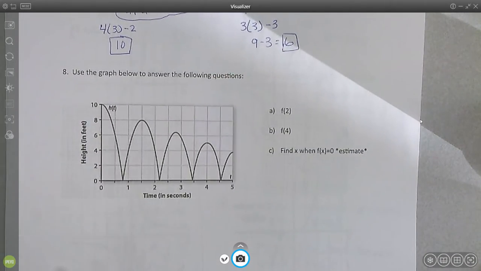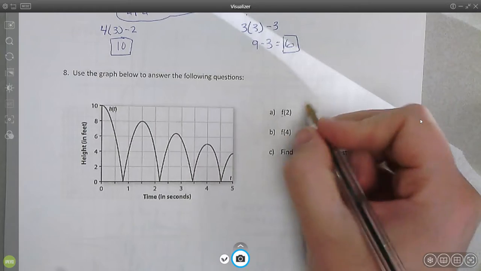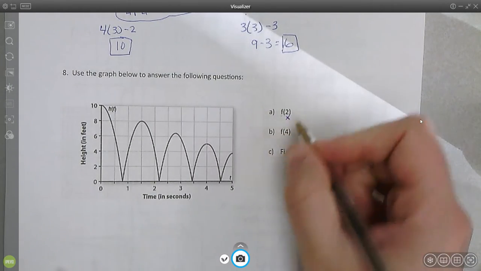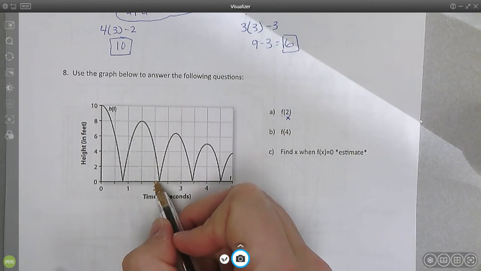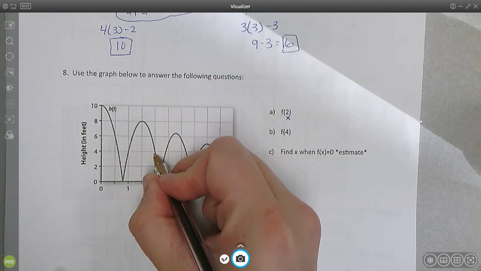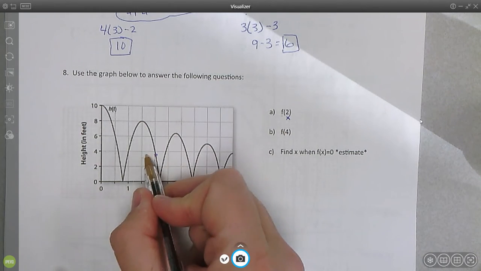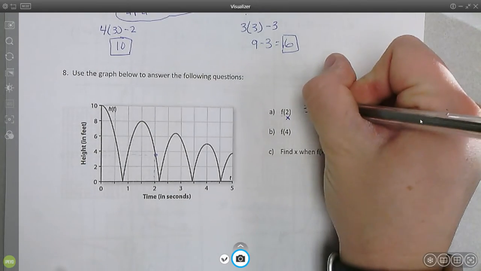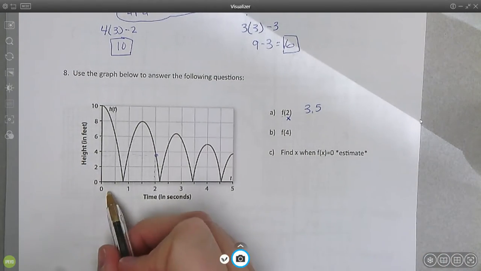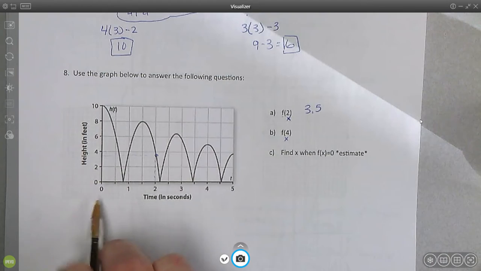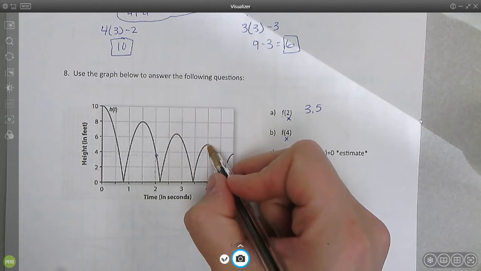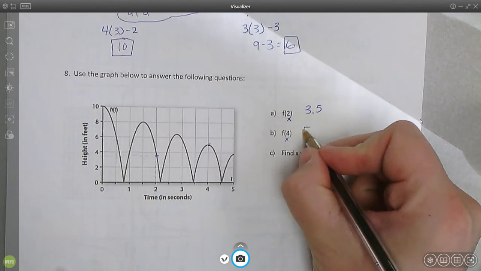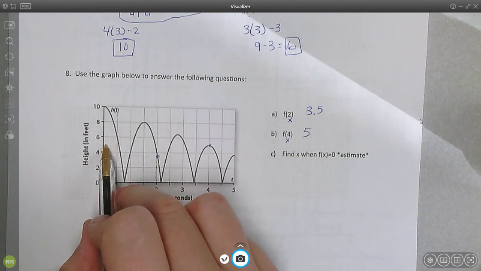Okay, now we are looking at a graph. So f of 2, that is an x value. So you go to your x-axis, you go to 2, and you go up to wherever the graph is. And that looks like it's at about 3.5. F of 4, this is also an x value. So you go over to 4, you go up to your graph, that's at about 5. You go over to your y-axis.